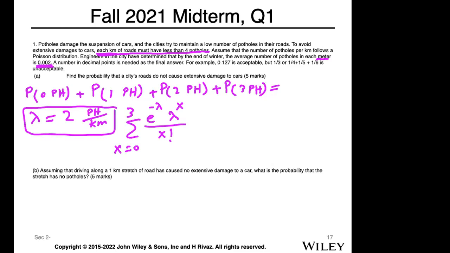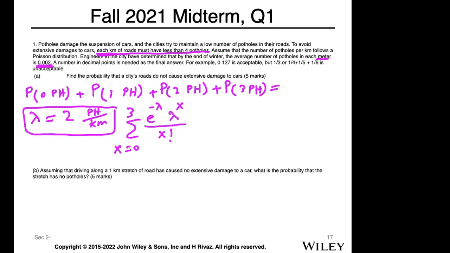This is not about the number of cars, right? The question says do not cause extensive damage to the cars. So in order not to cause extensive damage, the number of potholes has to be 0, 1, 2, or 3. Okay, so that's the final answer. I'm not going to write it down. In the next slide, there is actually the numerical answer to this.